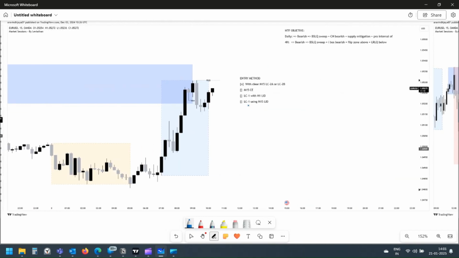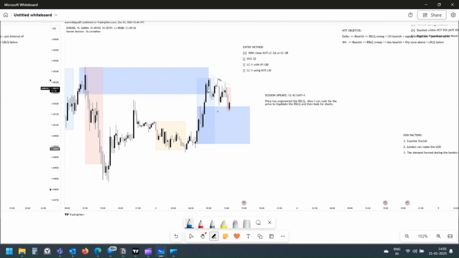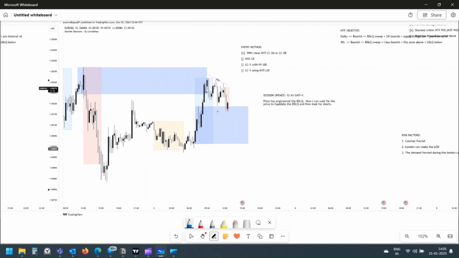And yeah, there was a perfect LC2A, and if the price took out this pullback inducement, then I was interested in looking for shorts. But price did not take out that pullback inducement, rather it started to respect the supply chain and started to pull down. But in turn, in M15, this started to make a low resistance liquidity on the upside. So what I can expect is price can rally up and take out all the buy side liquidity, and then it can start to push down.